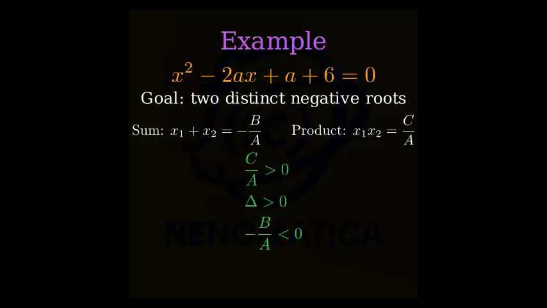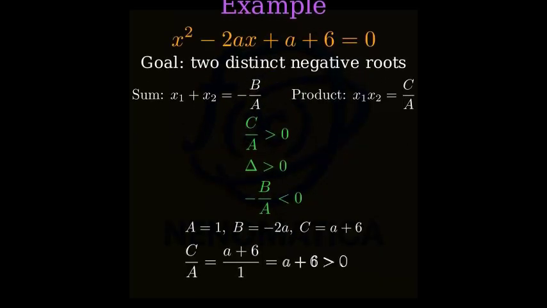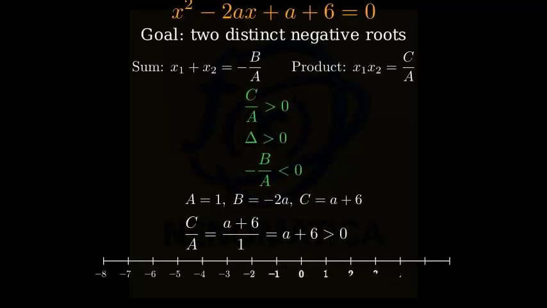We need three things at once. 1. Product positive, so they have the same sign. 2. Discriminant positive for two distinct real roots. 3. The sum is negative, forcing both roots to be negative. Step 1. Product positive. Here, a equals 1, and c equals a plus 6, so c over a is a plus 6. We require a plus 6 greater than 0, which gives a greater than -6.